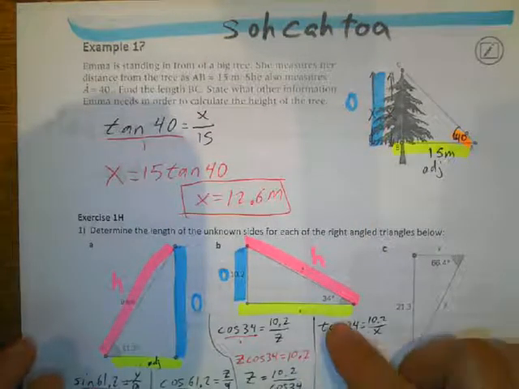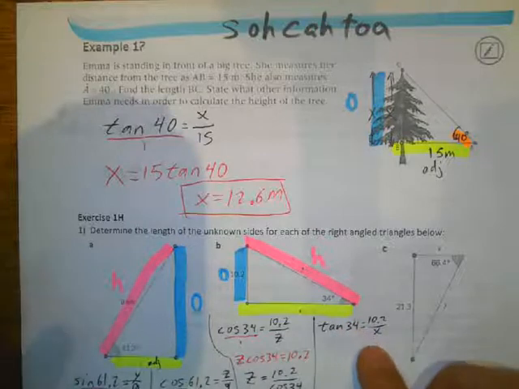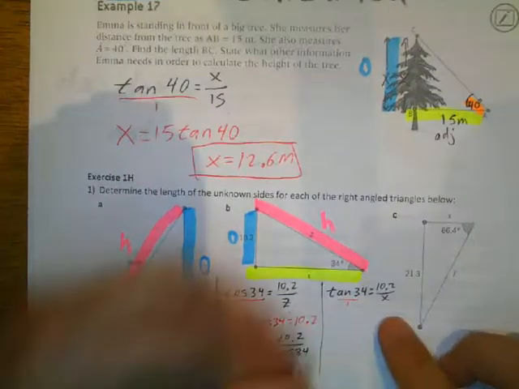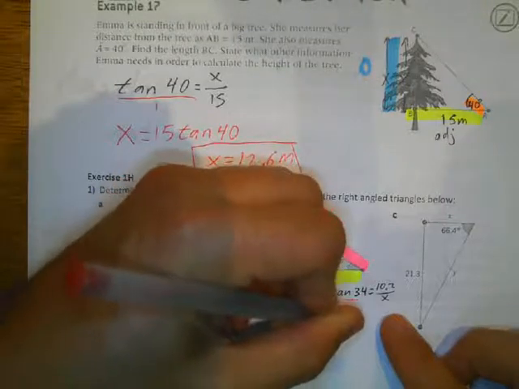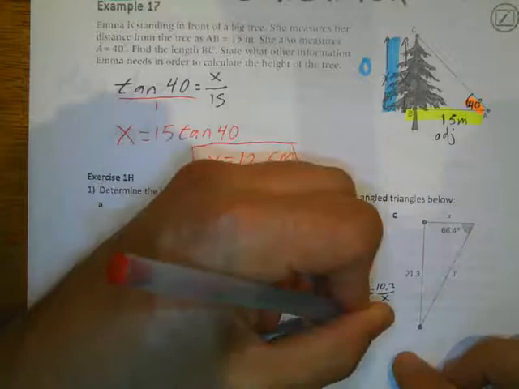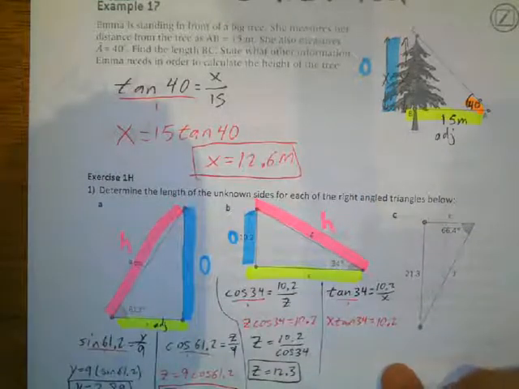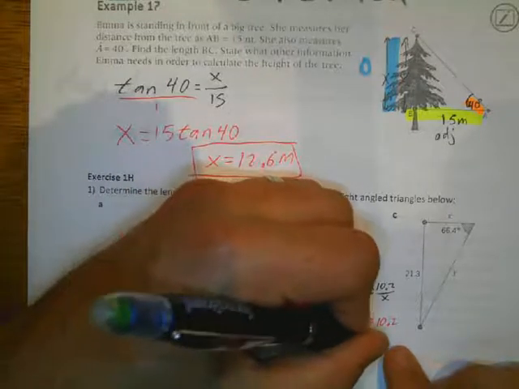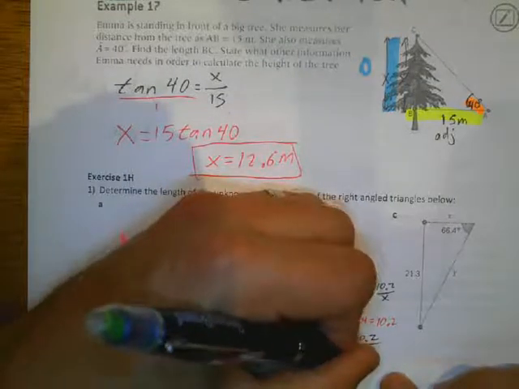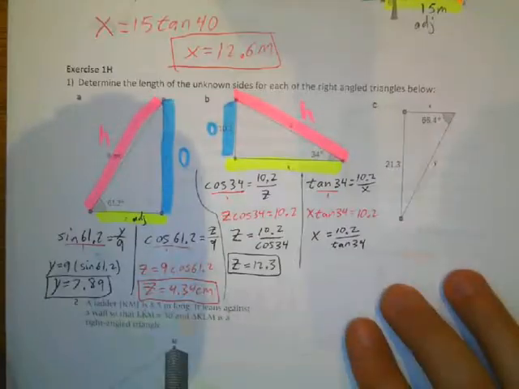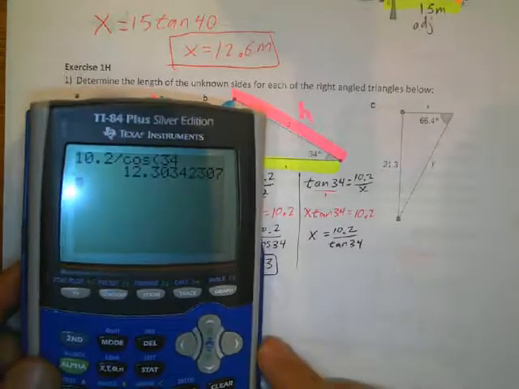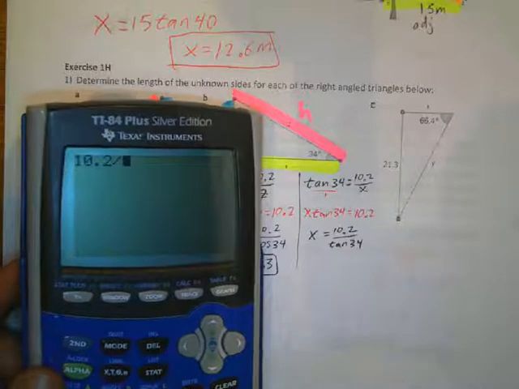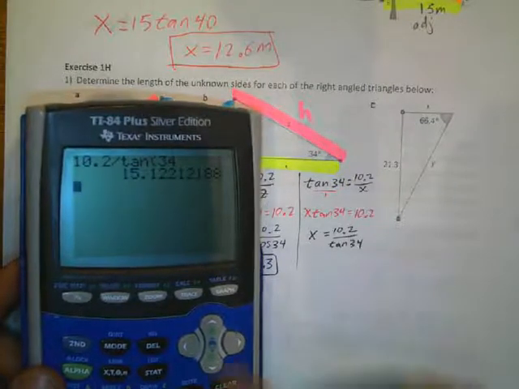Opposite over adjacent, 10.2 over x. So we need to solve for x. I'm going to put this over 1. We can cross multiply. I get x times tangent 34 equals 1 times 10.2. Okay, we're solving for x, so we have to divide both sides by tangent 34. I get x equals 10.2 divided by tangent 34. Okay, let's type that into our calculator. 10.2 divided by tangent 34, and I get 15.1.